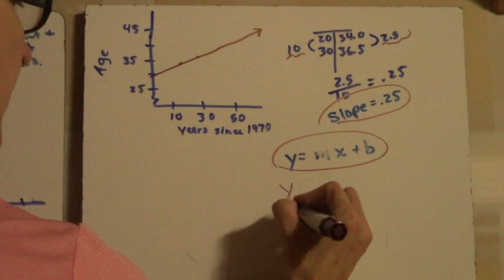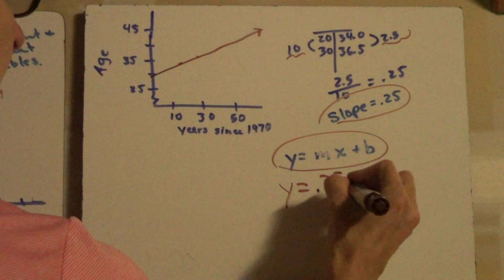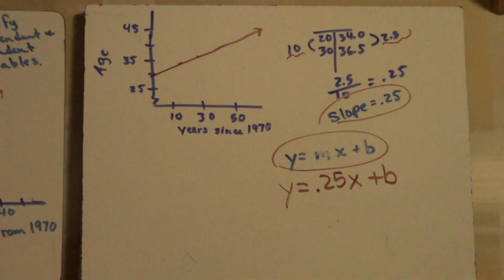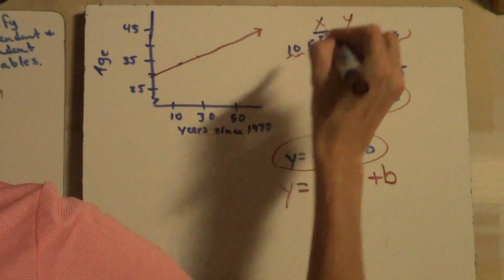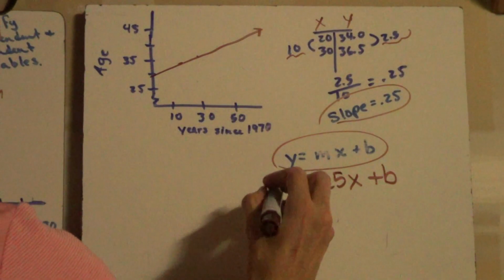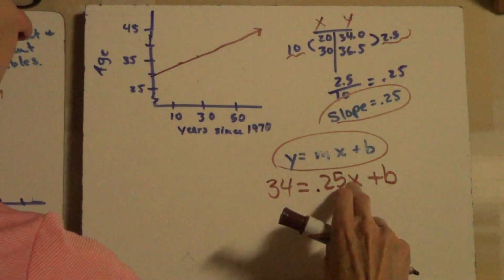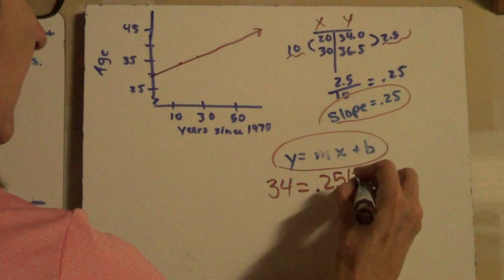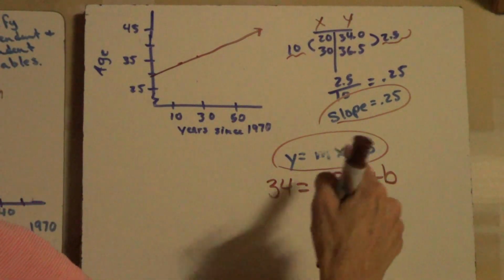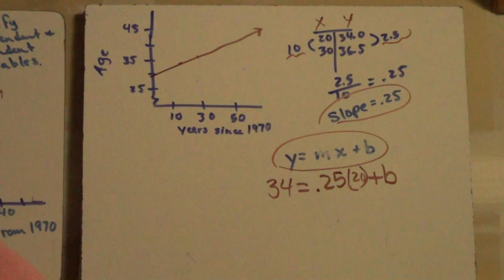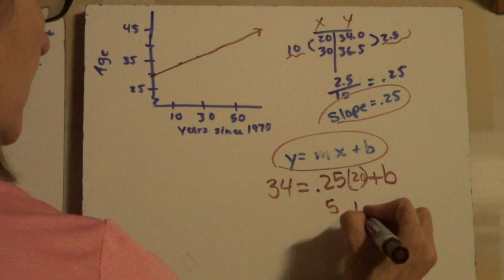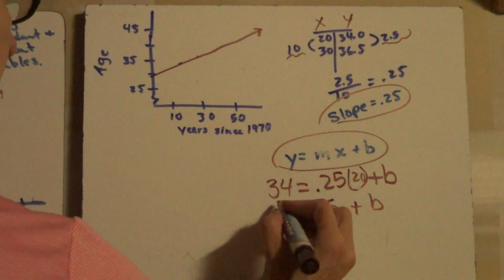So we go y equals 0.25x plus b. Now I would go ahead and plug in one of these points for x and for y. Since 34 is rounded off and even, I would use it over the other point. So 34 and 20. Now we can solve for b. 20 times 0.25, well 10 times 0.25 was 2.5. 20 will double that, so it'll come out being 5 plus b equals 34.